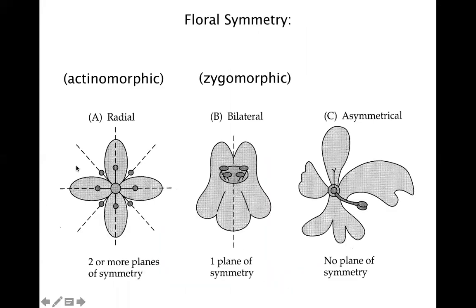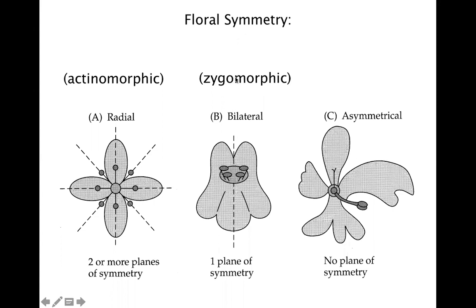Okay, so there's different kinds of floral symmetry, right? You might hear the term radially symmetrical. That means that any way you cut the flower, it looks the same. The other word for radial is actinomorphic. The alternative is zygomorphic.